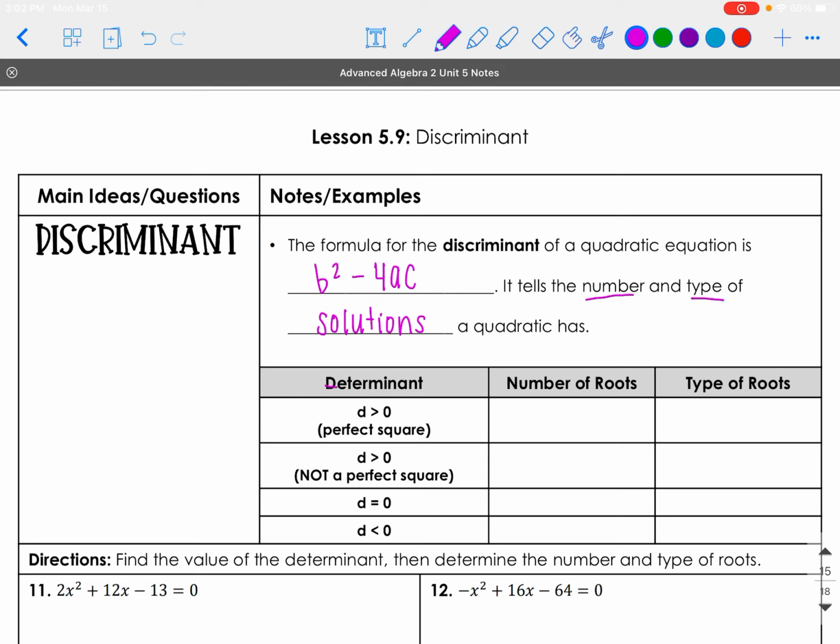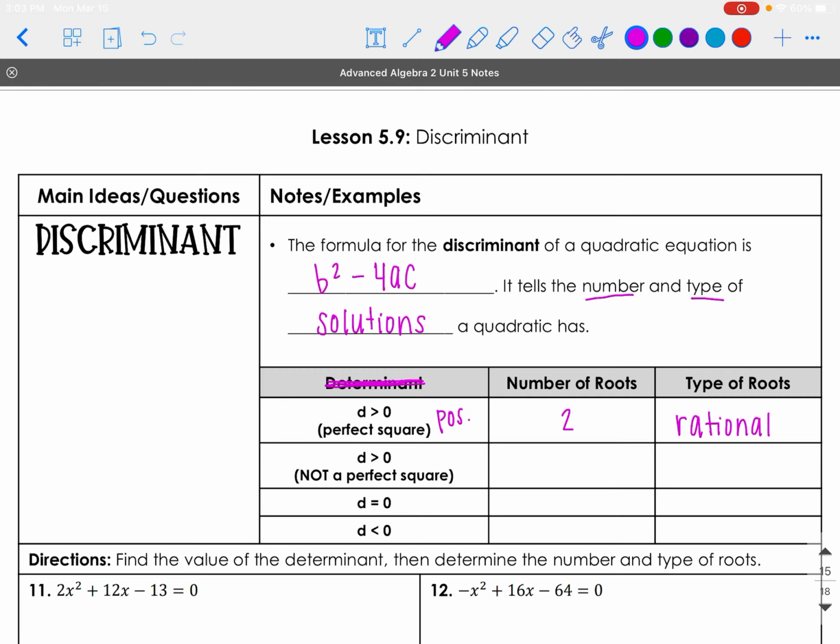And so here's what it means. I always get discriminant and determinant mixed up. That should say discriminant. So if the discriminant is greater than 0, that means it's a positive number and it's a perfect square, then there are two solutions that are rational numbers. Rational just means it's a nice fraction or a whole number.